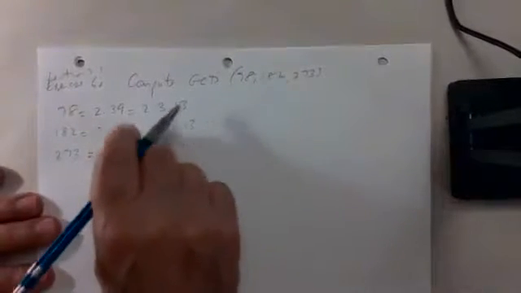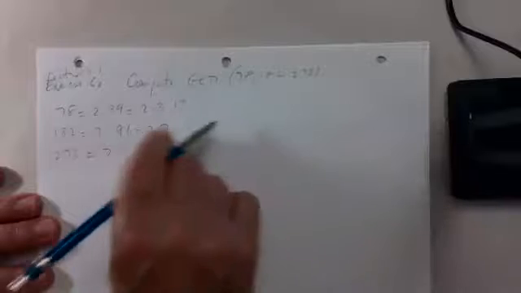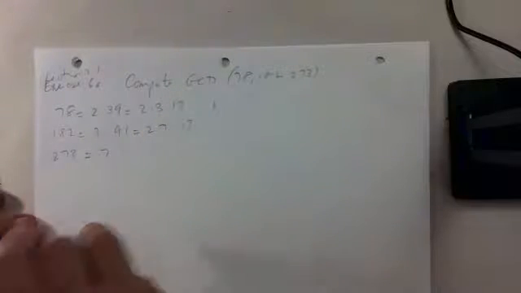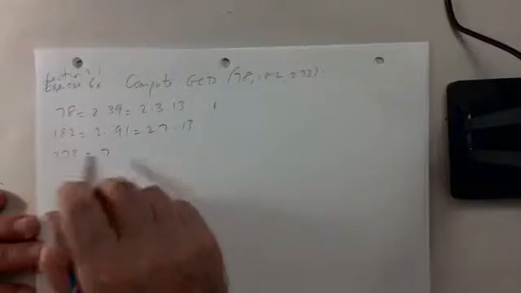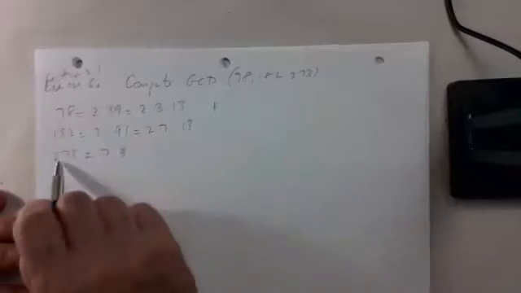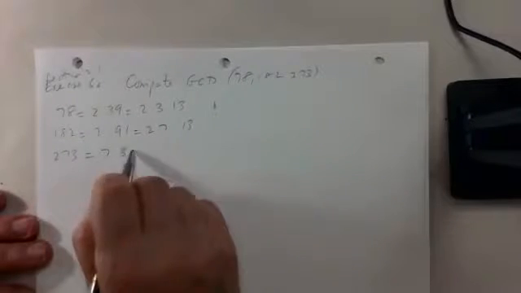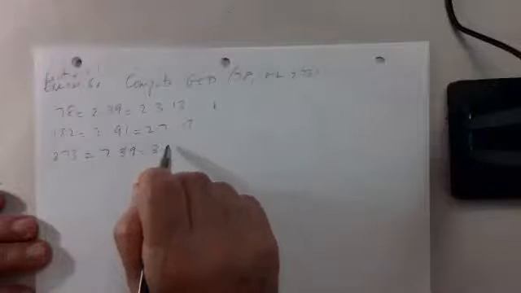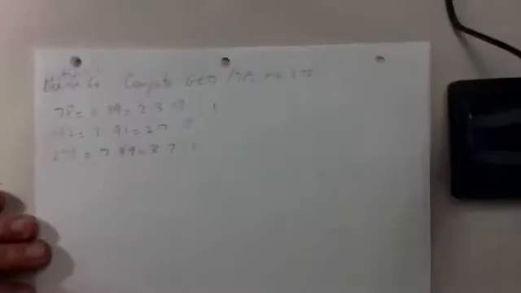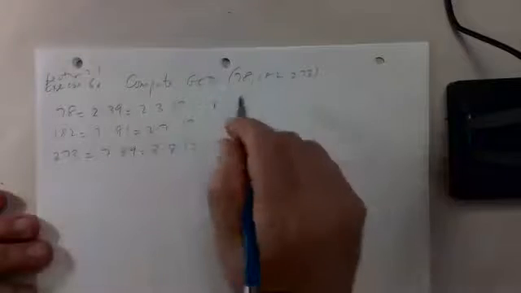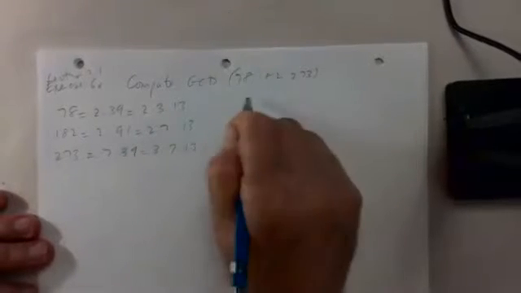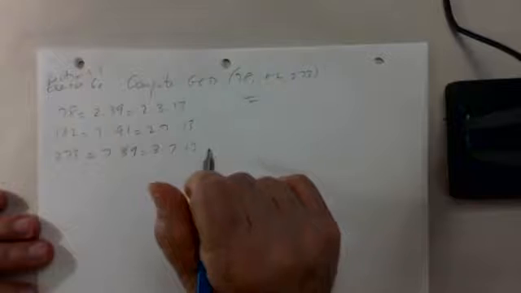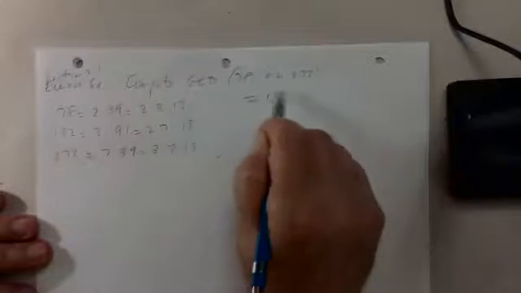13 has to be a factor. So 13 times 7 times 3. Yes, 3 times 7 times 13. Okay, so if you look at this, you see that the GCD is equal to 13. So that's the GCD.